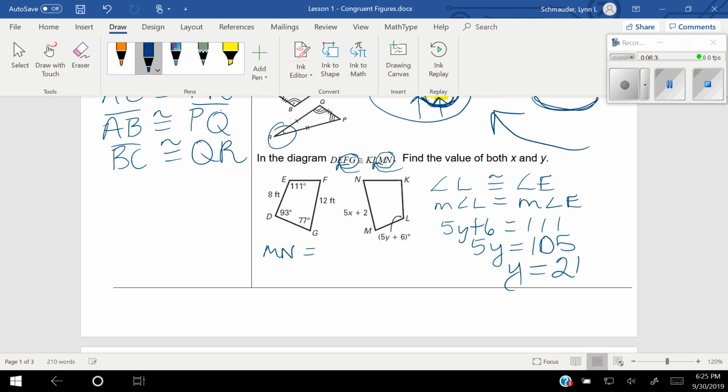So that equals, MN and FG, 12, right? Let me put it that way. Okay, so now let me substitute in 5x plus 2 equals 12. 5x equals 10, so x equals 2. So there we go. There are x and y.